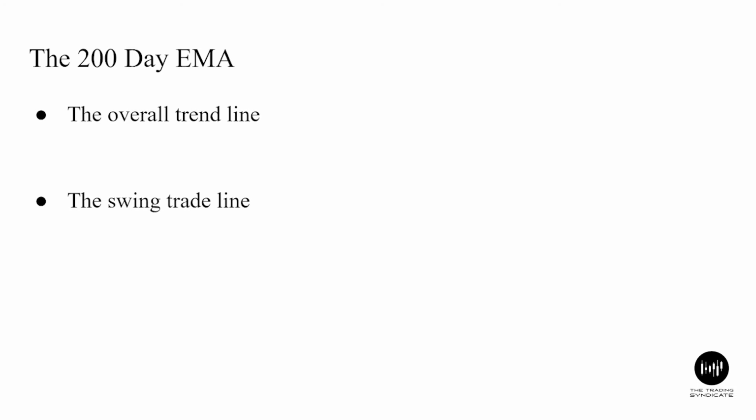Lastly, the 200-day EMA can be seen as the overall trend line or the swing trading line, wherein the price action behaves in one direction overall, either uptrending above the 200-day EMA or downtrending below the 200-day EMA. Some traders will base their strategy on only looking for longs above the 200-day EMA or only looking for shorts underneath the 200-day EMA. Let's go back to our ES chart and see how the 200-day EMA contains and behaves with price action.